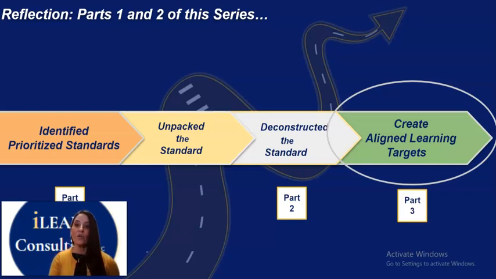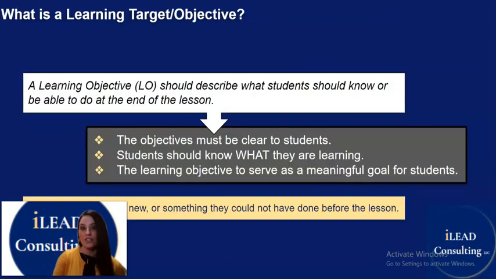Before we dive deep into the work of actually creating an aligned learning target, it's important that we get some background knowledge on what is a learning objective or a learning target. A learning objective should describe specifically what students should know or be able to do at the end of a lesson. The objective must be clear to students. Students should know exactly what they are learning. The learning objective should serve as a meaningful goal or a path toward mastery for students. It should be something new, something that students were unable to do prior to that lesson.